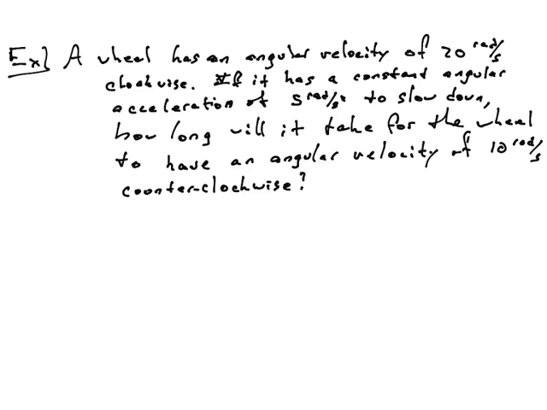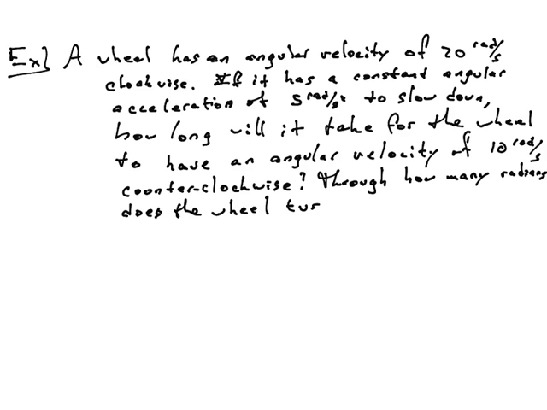And then we could also ask part B, through how many radians does the wheel turn? Okay. So 2 questions. Number 1, you have a wheel.